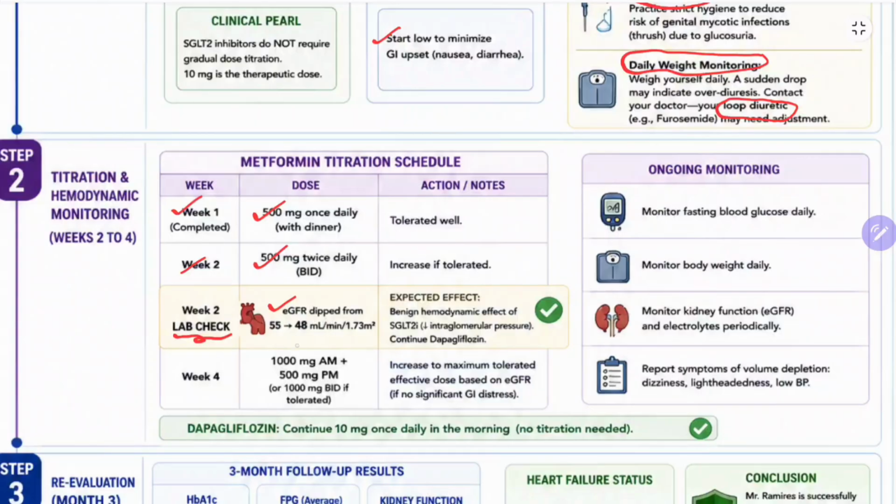eGFR checked in this patient has dropped from 55 to 48 now. But that is not a point of concern, because this is an expected effect. This is a benign hemodynamic effect of SGLT2 inhibitors. There is a decrease in the intraglomerular pressure. Okay, that's why there is an expected decrease in eGFR, so here it has decreased from 55 to 48.